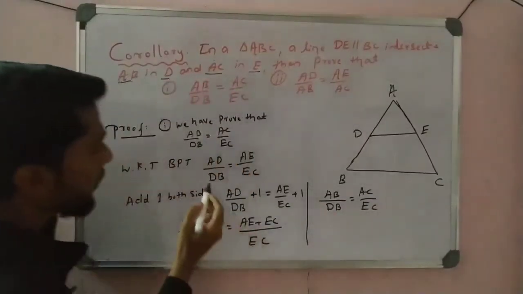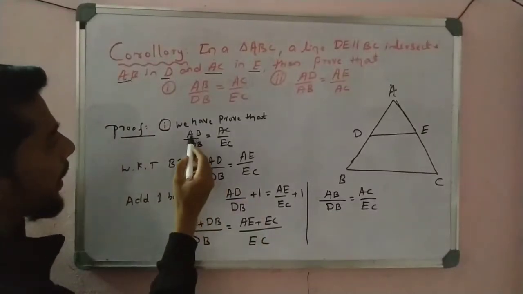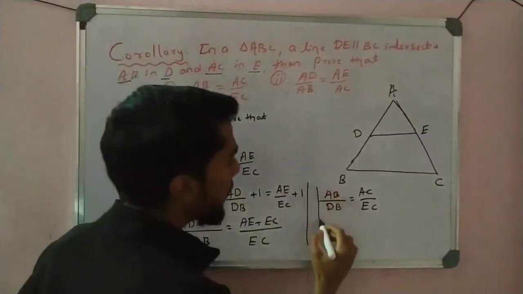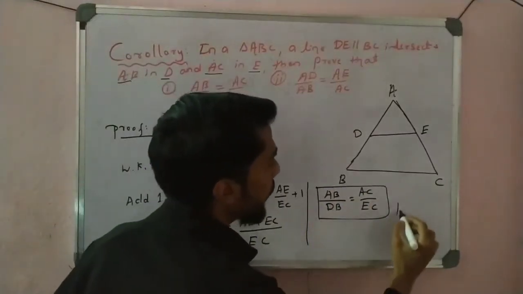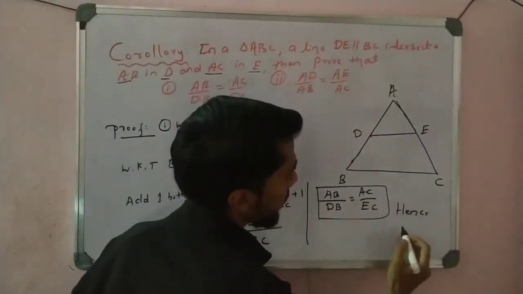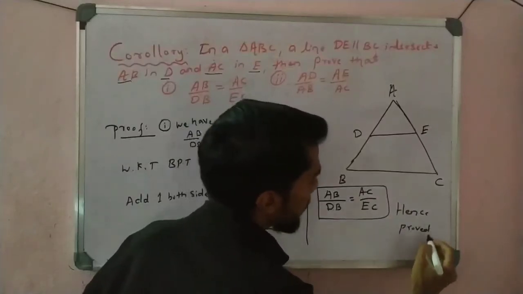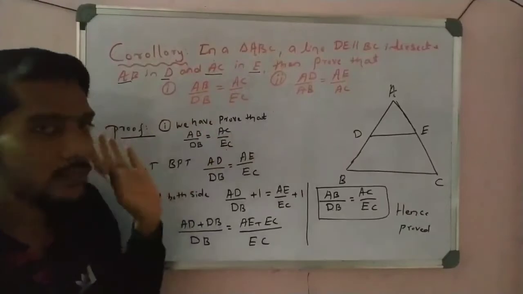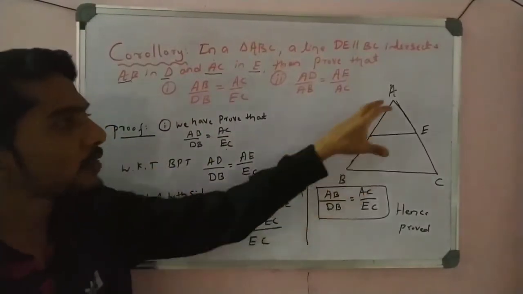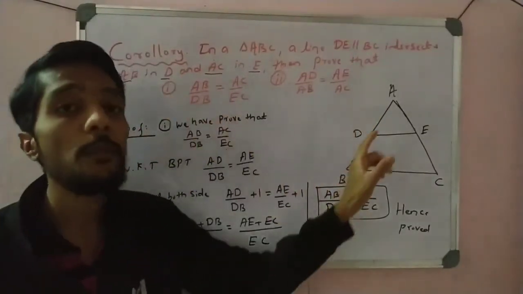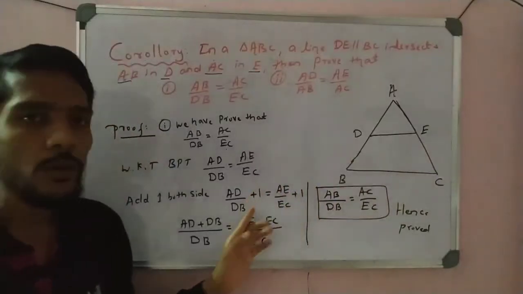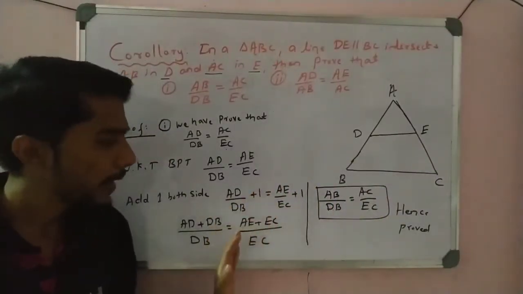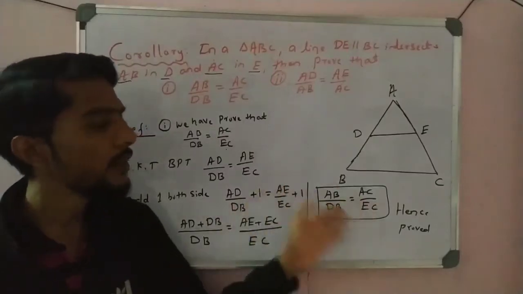Hence proved. See here, AB by DB is equal to AC by EC. What have we done here? Simply, we took the BPT theorem and added 1, took the LCM, then added the sides. We get this. Simple one.